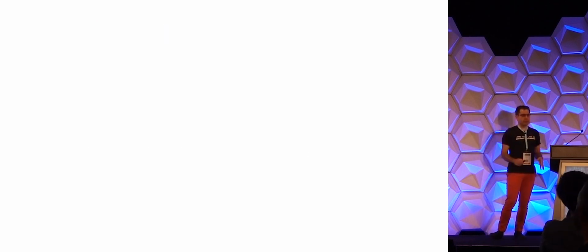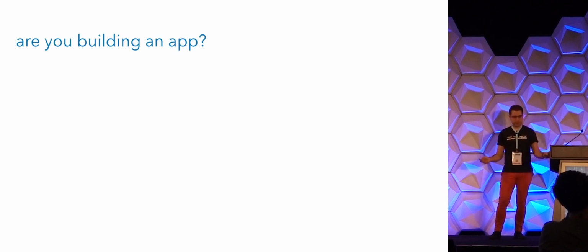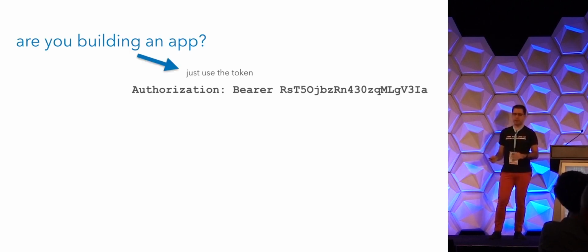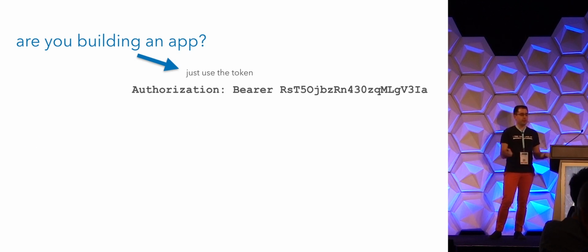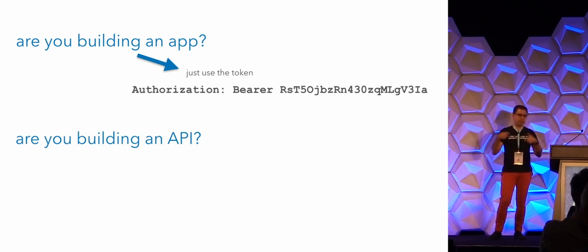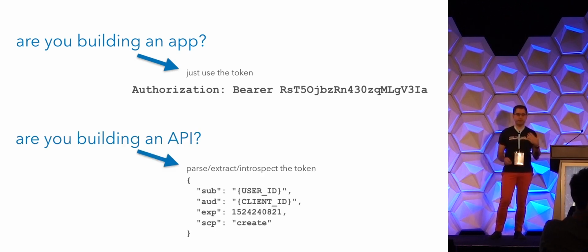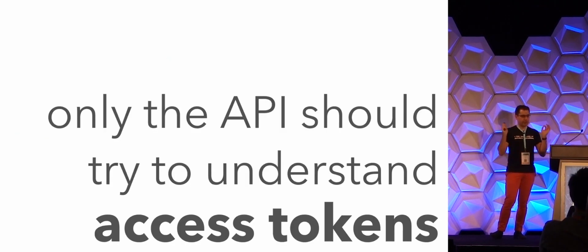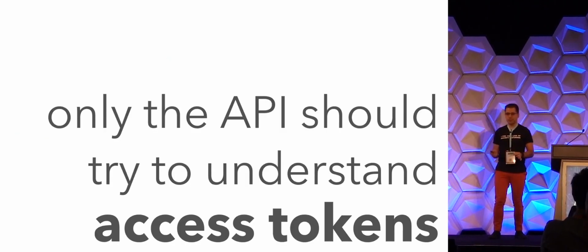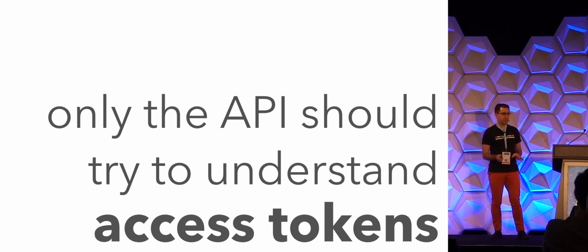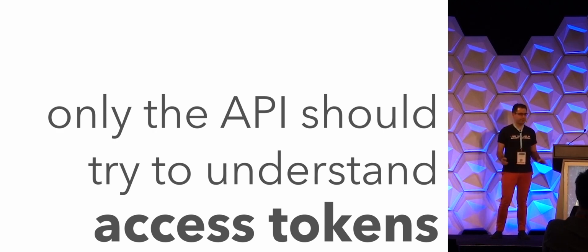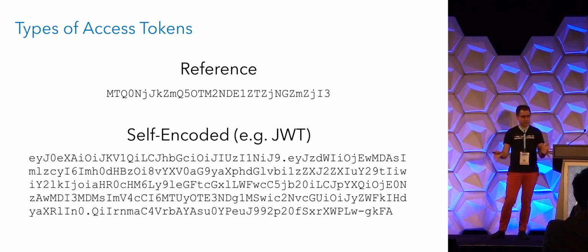So the important thing, though, is if you're building an app, you don't care about this difference. You're going to take that token, put it in a header, and move along. If you're building an API, you're going to be receiving these tokens, and now you need to somehow verify them and extract data from them. And again, it is only the API that should ever try to understand access tokens. If you're building an application, pretend they are just a random string. So reference tokens and self-encoded tokens. These are two different ways of handling this, and they have trade-offs.